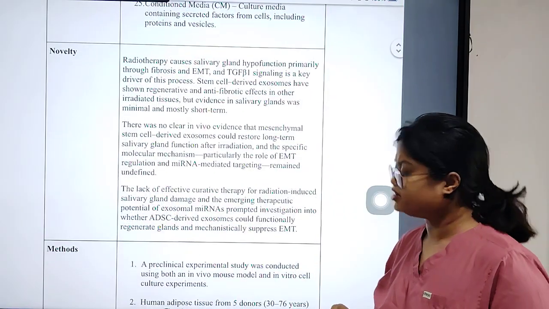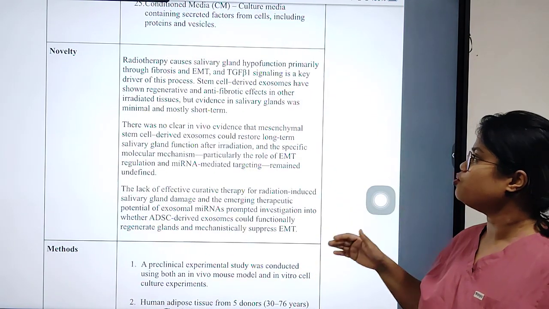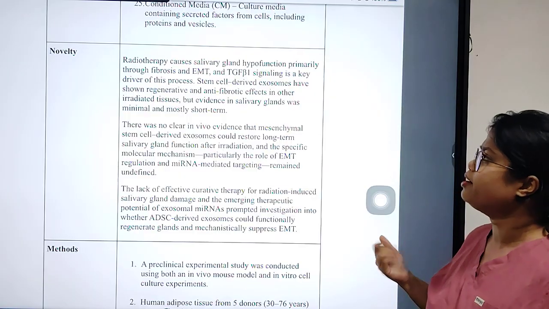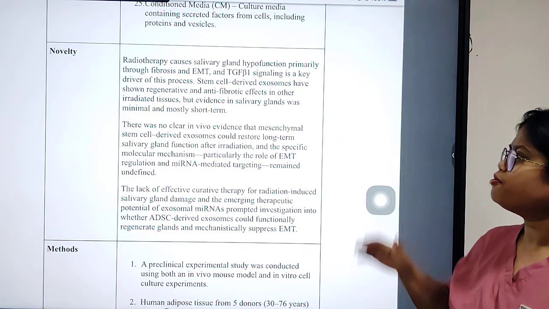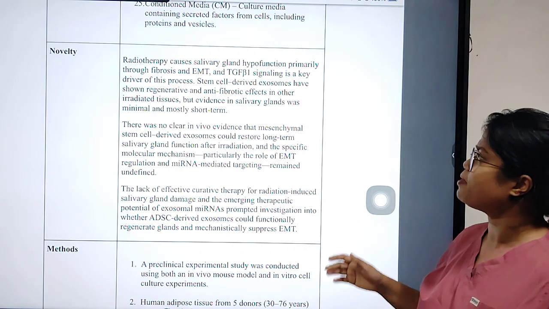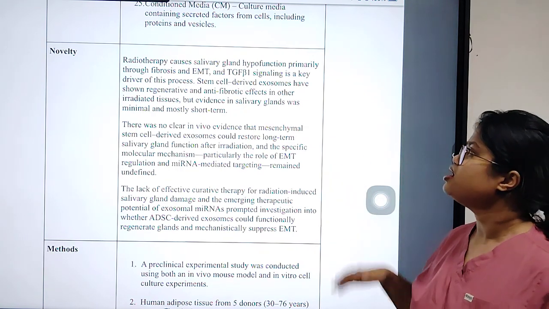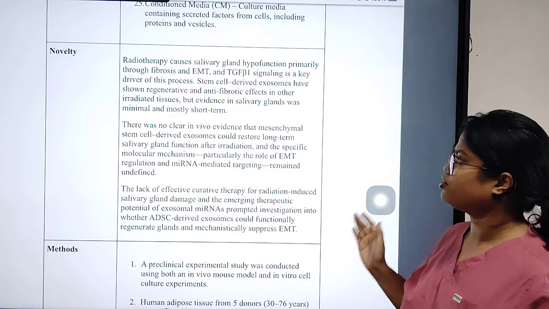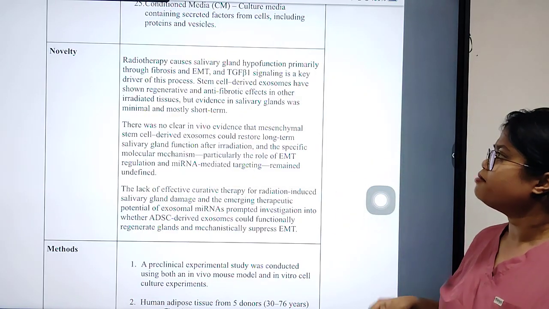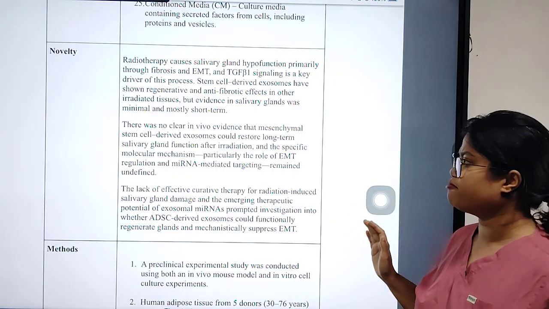So what is the novelty? What do we already know, what is the literature gap, and what motivated the researchers to take up the study? We know radiotherapy causes salivary gland hypofunction primarily through fibrosis and EMT pathways, and TGF-beta signaling is a key driver of this process. Stem cell-derived exosomes have shown regenerative and anti-fibrotic effects in other irradiated tissues, but evidence in salivary glands was minimal, and mostly short-term studies have been done.